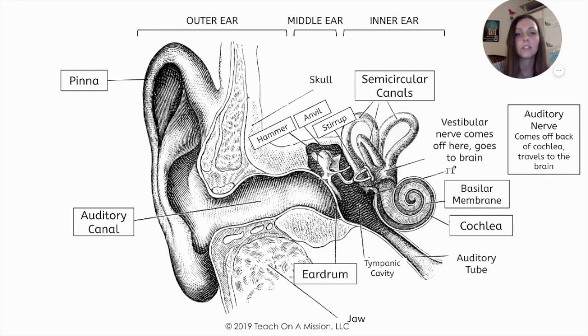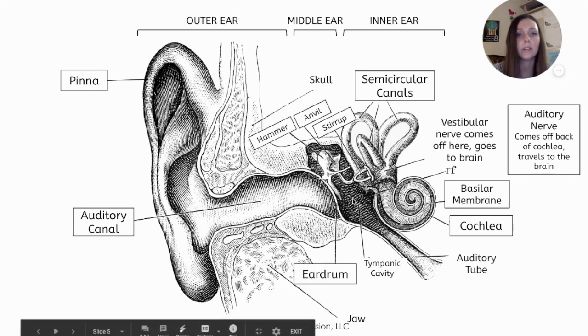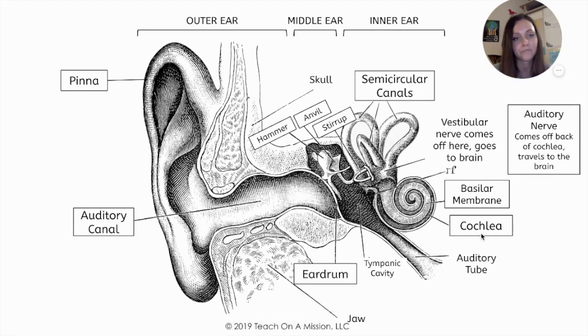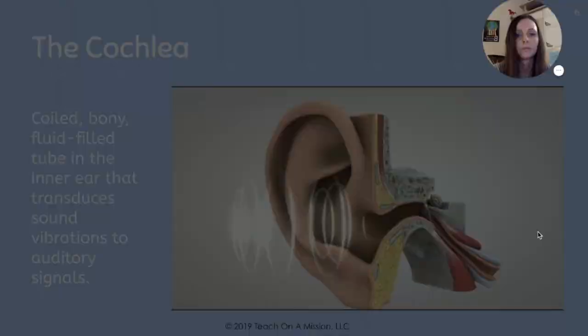But I need you to know the different parts of the ear and what section they're included in. So the pinna, is that the outer ear? Yes. Three tiny bones, eardrum, is that the middle ear? Yes. Inner ear, your semicircular canals, and your cochlea, and all of that fun stuff.